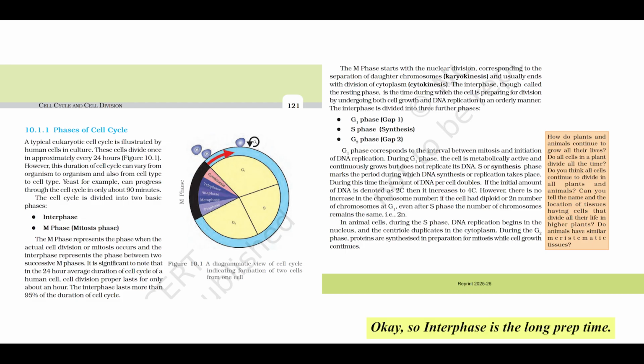Okay, so interphase is the long prep time. What's the other phase then? The second main phase is the M phase. This stands for mitosis phase. This is the phase where the actual cell division or mitosis occurs. It's the more dramatic part you might see under a microscope.